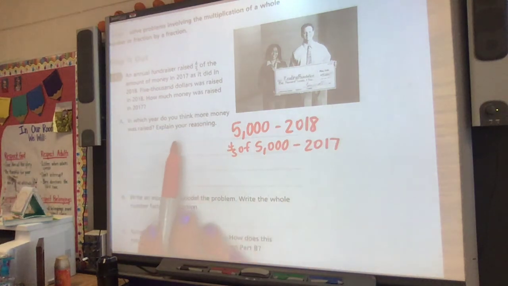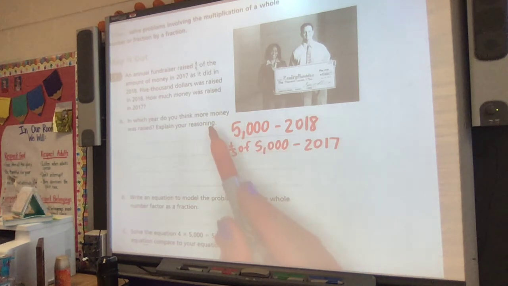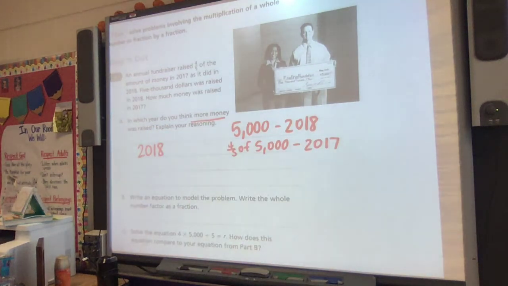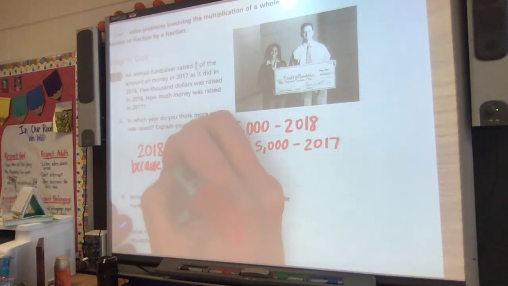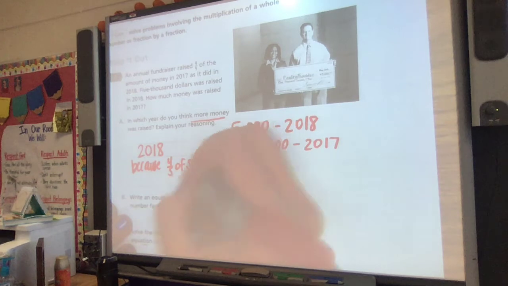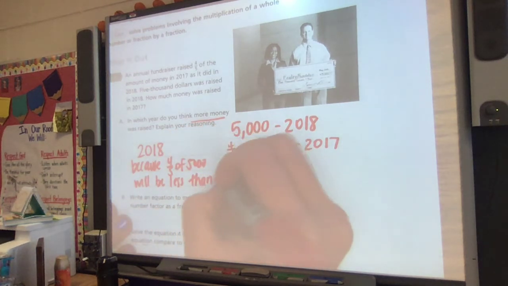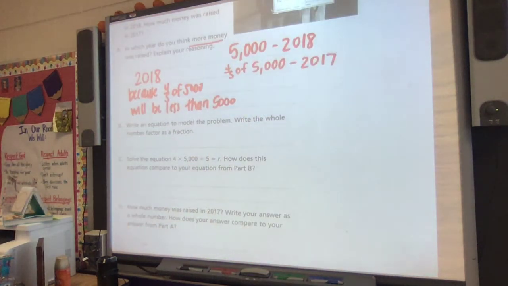So in which year do you think more was raised? If we found 4/5 of 5,000, I know this is a fraction smaller than 1, so I know that's going to be less than 5,000. So more money has to be raised in 2018, because 4/5 of 5,000 will be less than 5,000, because we're multiplying by a fraction smaller than 1.